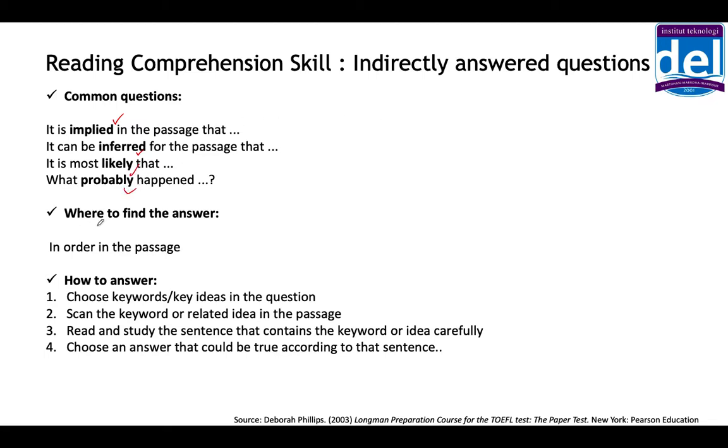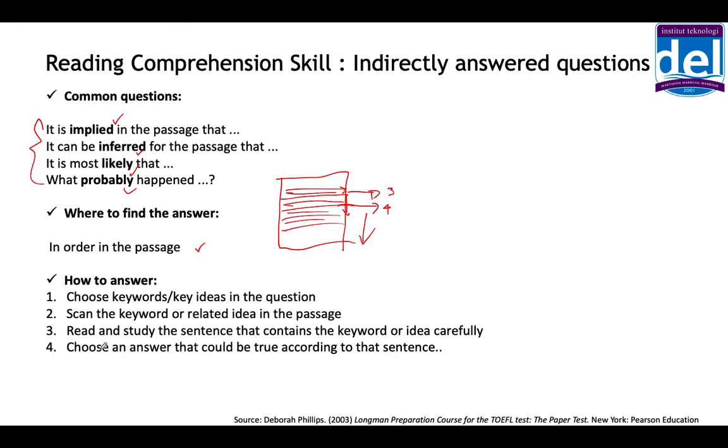And let's talk about where to find the answer. Similar to directly answered questions, the answer for these types of questions is usually found in order in the passage. So again, let's suppose that this is a passage consisting of some paragraphs and sentences. If we already find the answer for question 3, for example, in this sentence, then the answer for the next question will be below this sentence. So it will be around here.